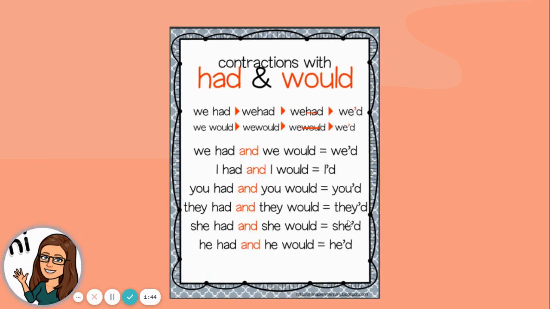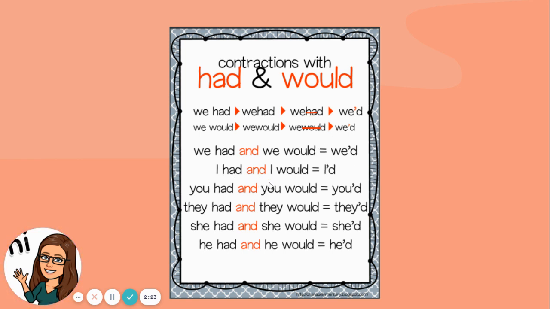We also have contractions with had and would. For example, we had becomes the contraction we'd. Or we would also becomes the contraction we'd. Notice the apostrophe takes the place of the H and A in had, and it takes the place of W-O-U-L in would. So we had and we would both shorten to the contraction we'd.